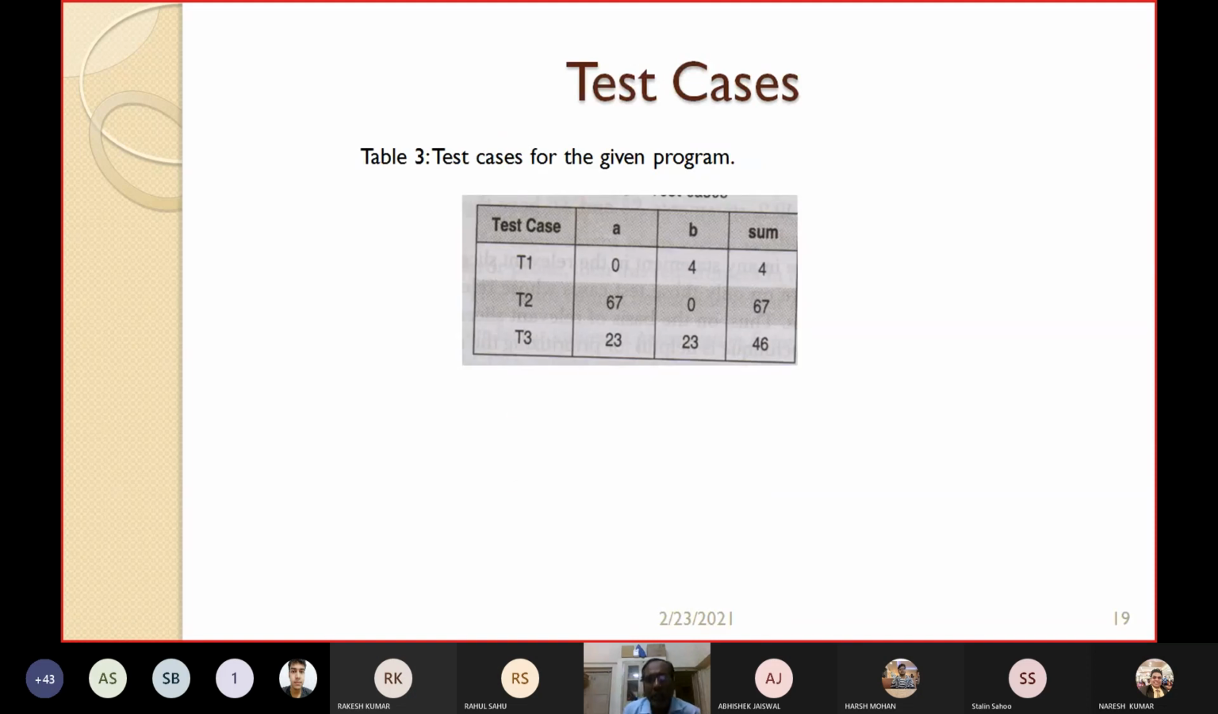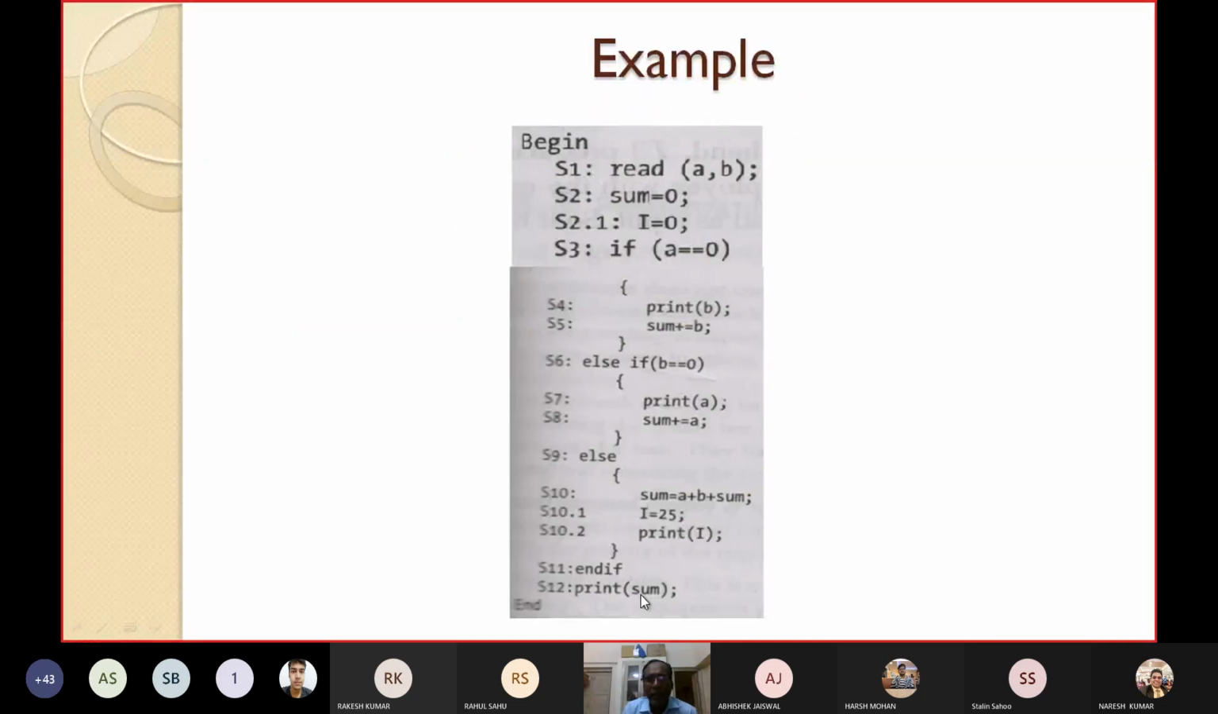So T3 will get first priority. Rank, priority 1. So how do I get it? Dynamic slice. Here you can see print sum, and for whatever value of A, B you have taken, accordingly you can see. If A is 0, then S4, S5 is the dynamic slice. If B is 0, then S7, S8 will be there. If both of them are non-zero, then 10, 10.1, 10.2. In all the cases, printf will be there, and last S12 will be there.